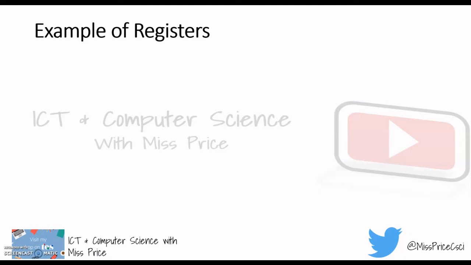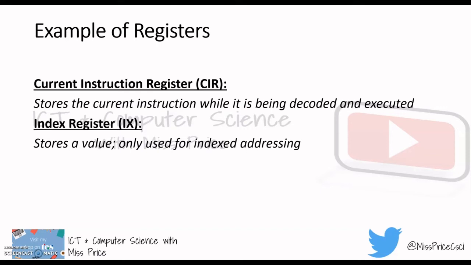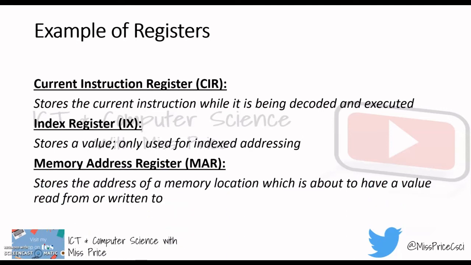So looking at our examples of the registers, we've got the current instruction register, and this stores the current instructions while they're being decoded and executed. So that's the CIR. Then you've got your index register, and that stores a value that's only to be used for indexed addressing, and your memory register that stores the address of a memory location which is about to have its value read or written to.